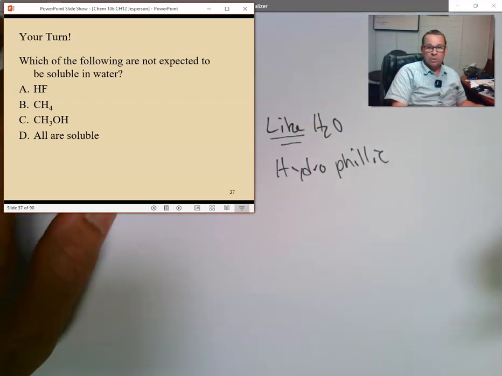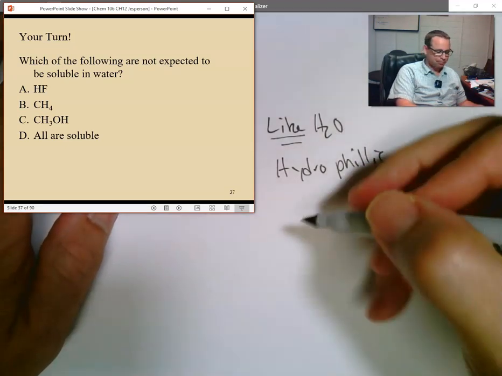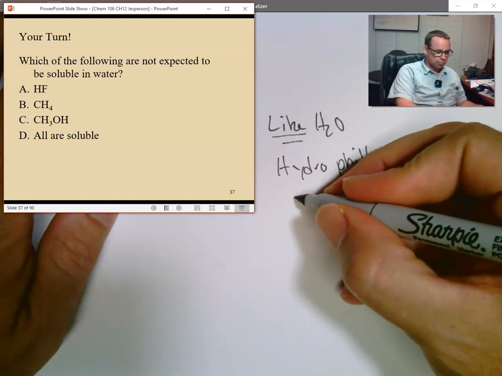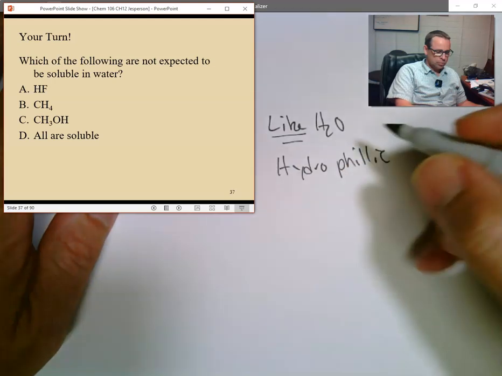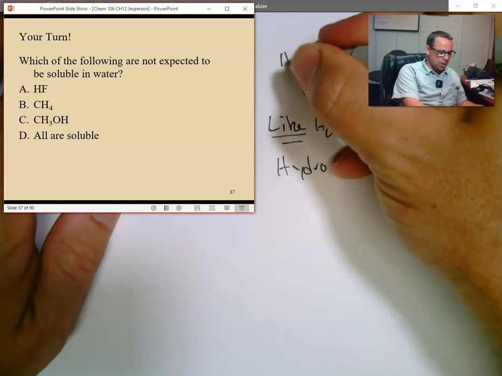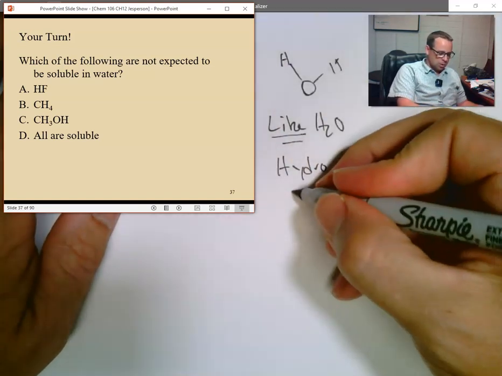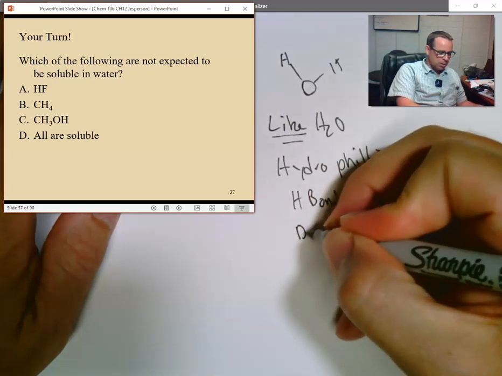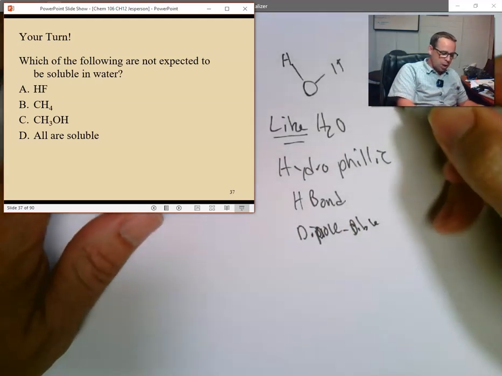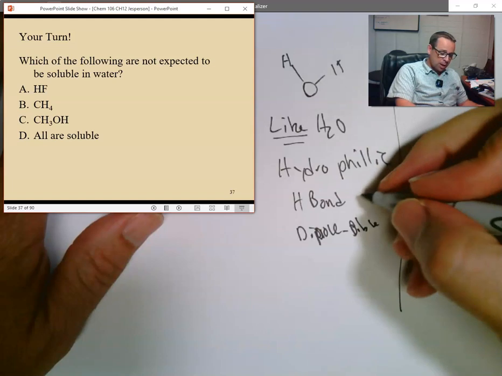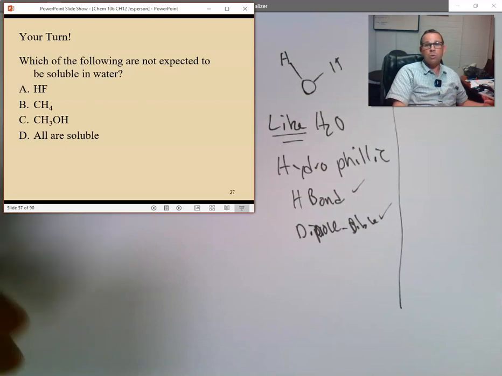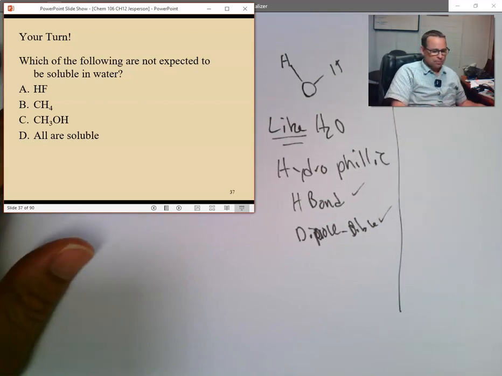What kind of intermolecular forces does water have? Sorry, I just blanked. So we can draw ourselves a water molecule to remind us, right? Yeah, it's hydrogen bonding and dipole-dipole. Very good. Hydrogen bonding, dipole-dipole. So if a material is going to be hydrophilic, it's going to either have hydrogen bonding or dipole-dipole. And hydrophilic compounds will be able to be soluble in water.